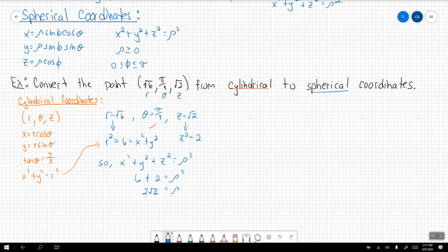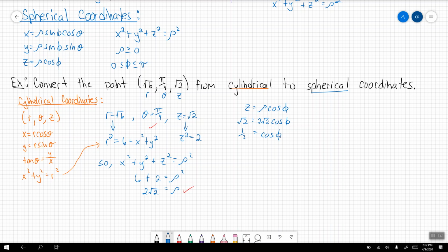So now that we have rho, that's great. All we need now is phi. So how do we get phi then? Well, we could use z is equal to rho times cosine of phi. We know z, that's √2. We know rho, that's 2√2. We don't know cosine of phi, but that's completely fine because once we divide both sides by 2√2, we're going to get 1/2, and we get cosine of phi.